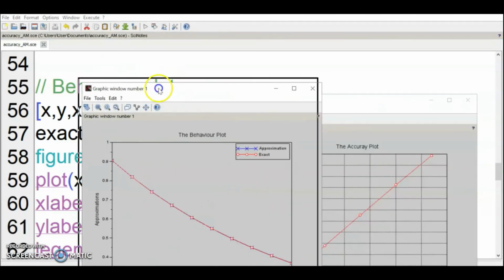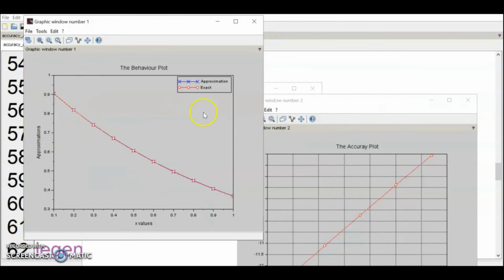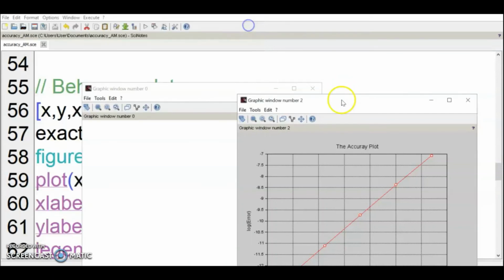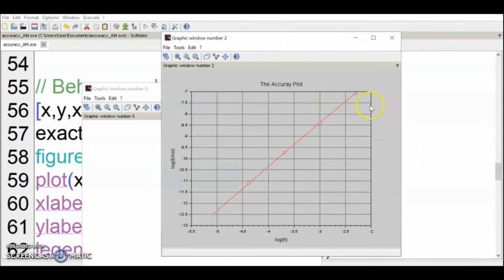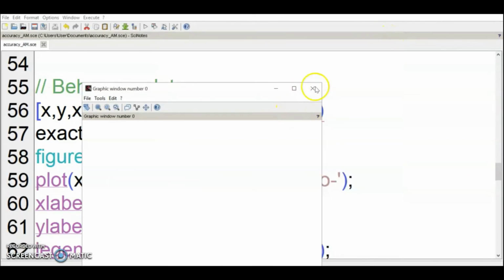There you go. Look at that. My approximation and my exact solution overlap. So my behavior plot tells me that as the time, which is the x, increases, my approximation is exactly the same as my exact solution. Usually you can tell whether your approximation is correct from this behavior plot. The accuracy plot tells you the order of the method by taking the slope. The slope of the method is 2, which means the Adams-Bashforth Adams-Moulton gives you order 2.